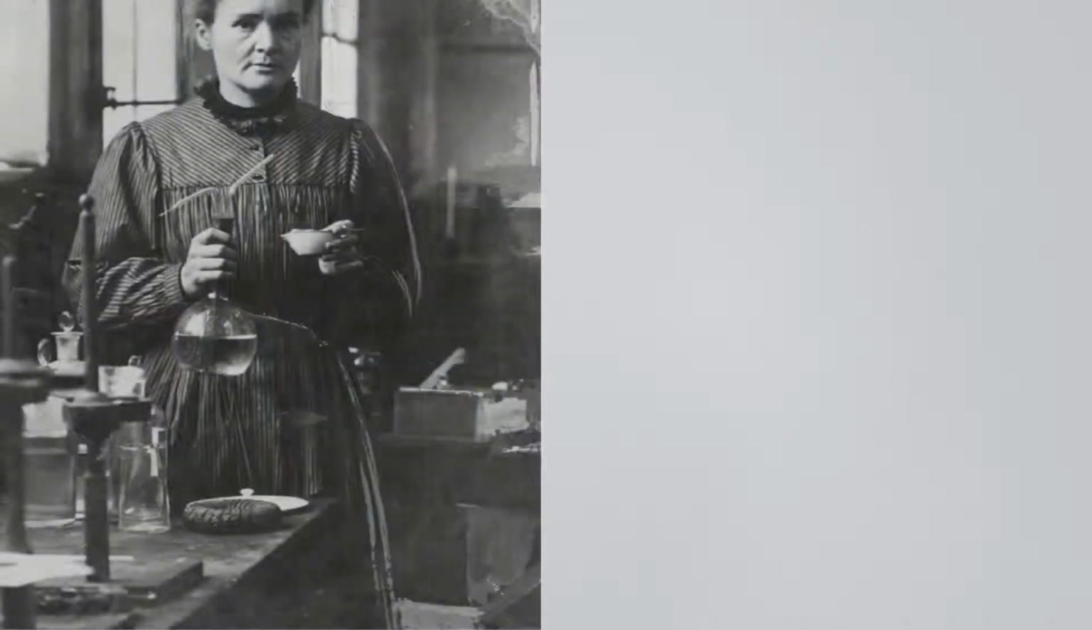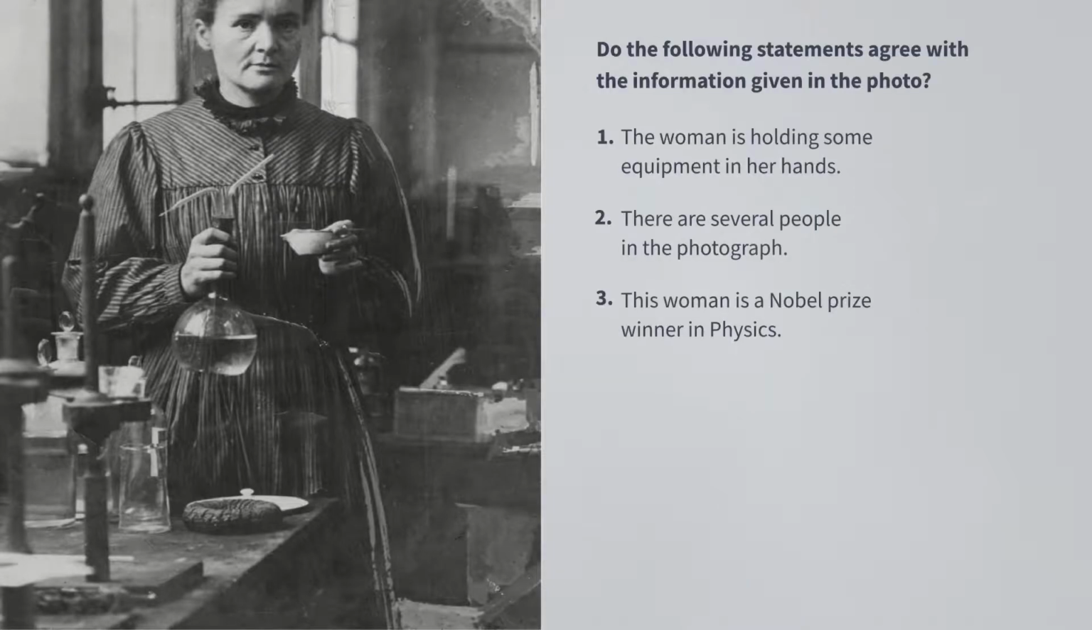Instead of a text, we will analyze a photo and statements about it. Look at the photo. You might know that this is a famous French-Polish physicist Marie Curie. Now let's look at 3 statements about the picture and decide if they are true, false, or not given. Statement number 1. The woman is holding some equipment in her hands. Is it true, false, or not given?